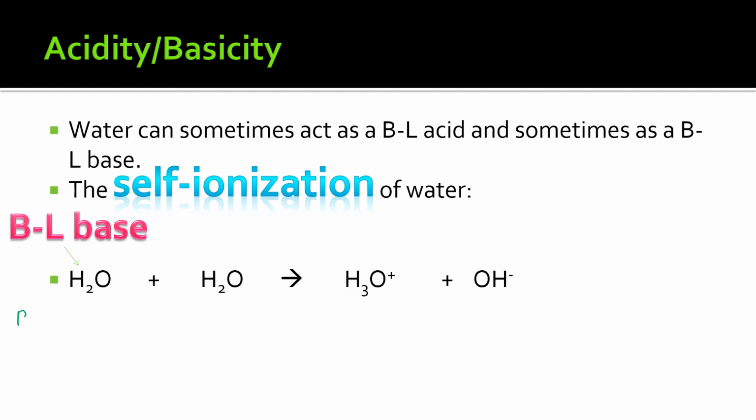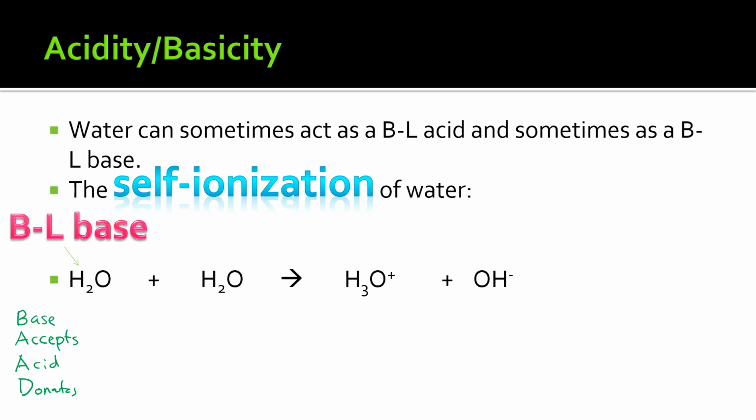So a mnemonic device to help us remember Bronsted-Lowry acid and base would be that the base accepts the hydrogen ion, while the acid donates a hydrogen ion. So bad, okay, bad. So acids and bases are bad. So base accepts, acid donates.